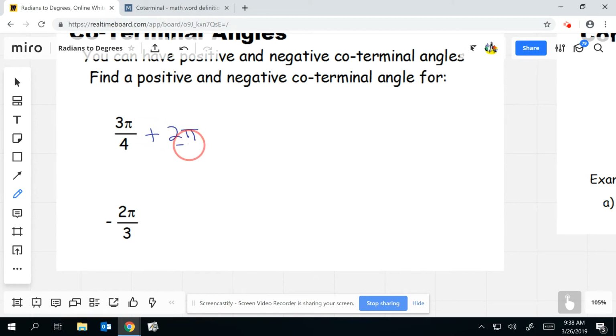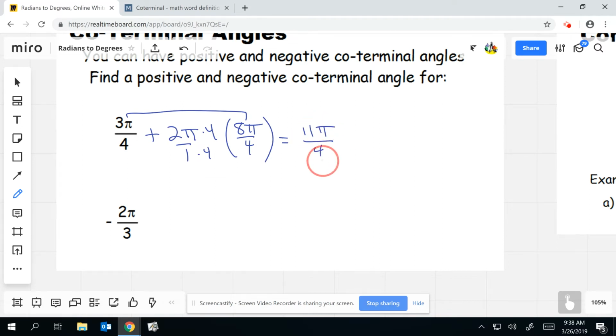Now I need to put a 1 under it because we're going to need a common denominator. And so 4 looks like a good common denominator. So that's going to give me 8 pi over 4. So if I have 3 pi over 4 and I'm going to add it to 8 pi over 4, I'm going to get 11 pi over 4. That would be a positive coterminal angle. These two right here, coterminal.